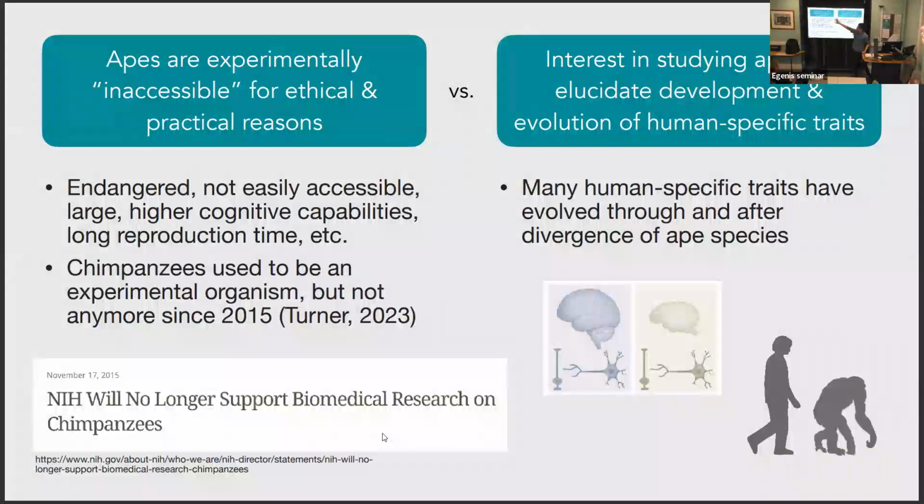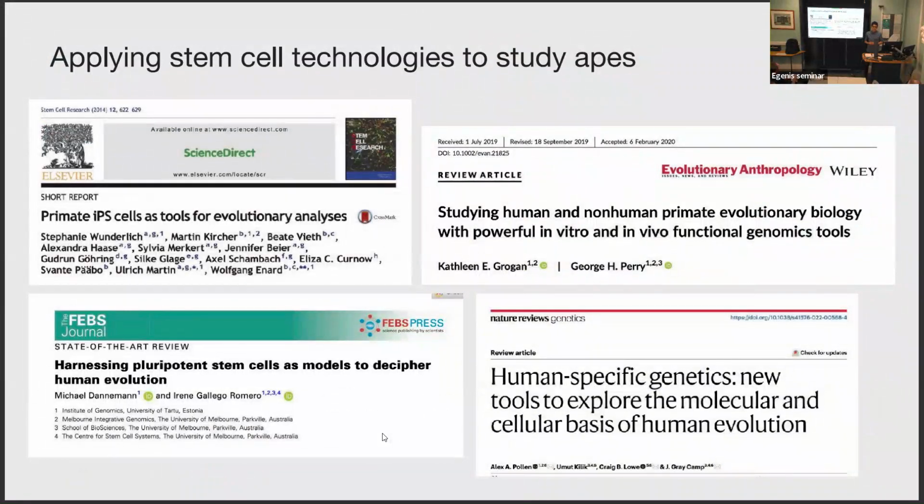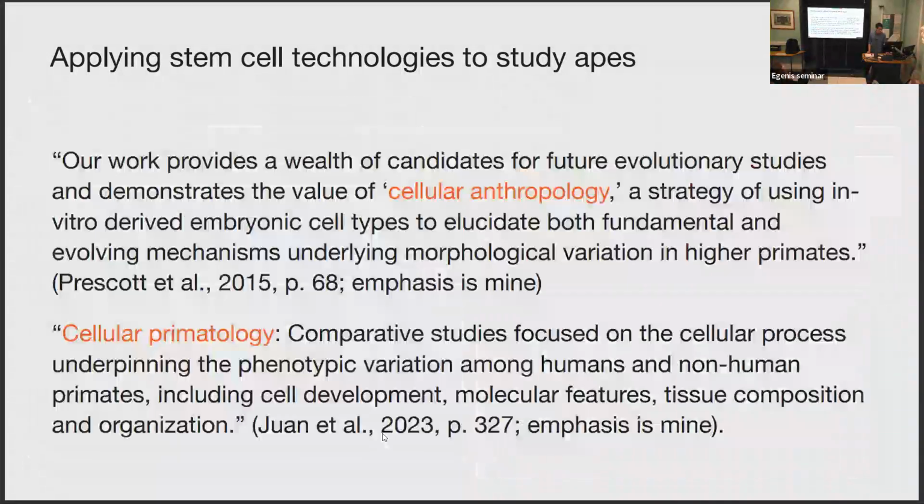But of course, those organisms themselves are not accessible. To overcome this situation, recently some researchers in different parts of the world have applied stem cell technologies to study apes. And these are just selected examples, and I can show many more articles. Those researchers often use terms like cellular anthropology or cellular primatology to refer to what they do.